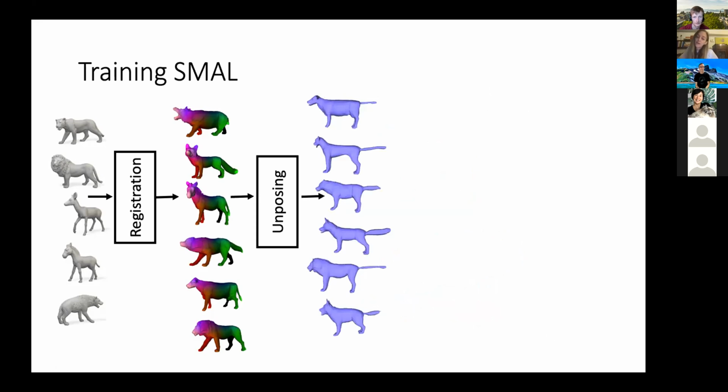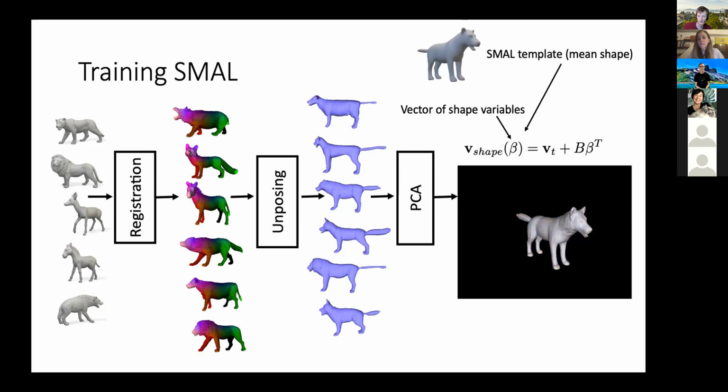Then, knowing the 3D pose, we can do an unposing of the toys. We can bring all of them into the same reference pose, or T-pose. This is an important step because we want to disentangle the mesh deformations that are due to pose from the ones that are only due to the intrinsic shape of the animals. Then on this pose-normalized dataset, we can do PCA. We obtain an average toy that becomes the SMAL template, and a linear space of deformations. Then by changing what we call the shape variables beta, we can generate animals as deformations from the template.